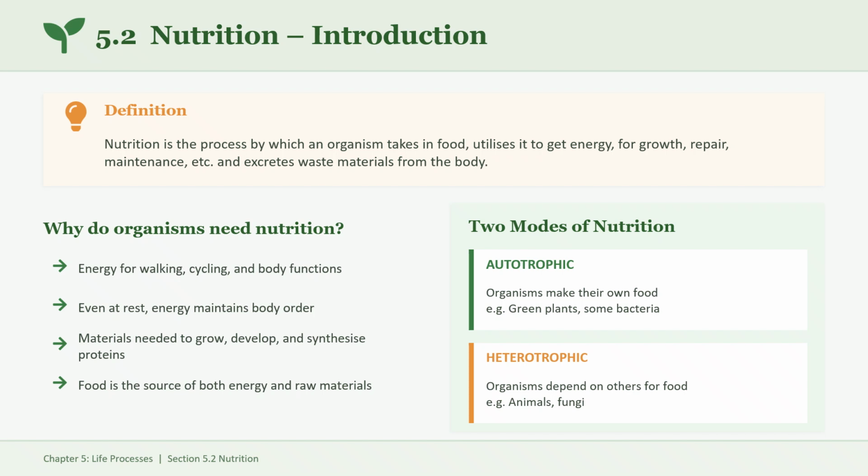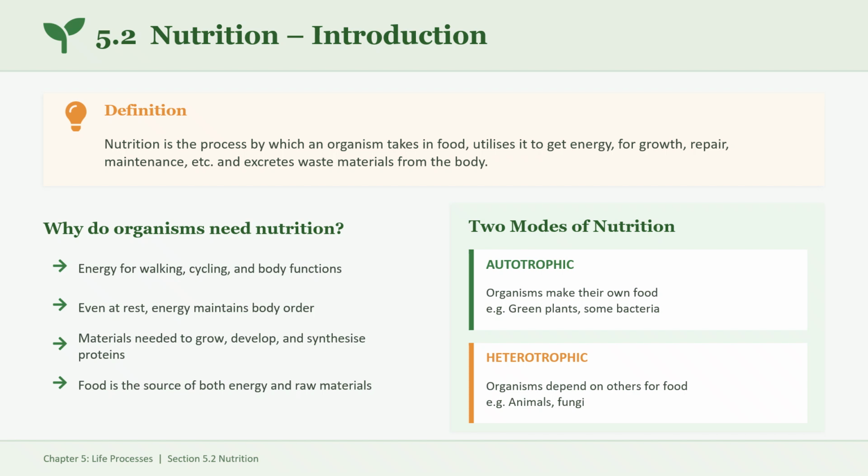Nutrition. See, every living organism requires energy to survive. For example, whether we are walking, studying or even resting, we need energy. So our body constantly uses energy to maintain some internal balance and perform some essential functions. So this energy, along with the raw materials for growth and repair, where is it coming from? It is coming from the food we consume. So nutrition is nothing but the process by which organisms obtain and utilize food.